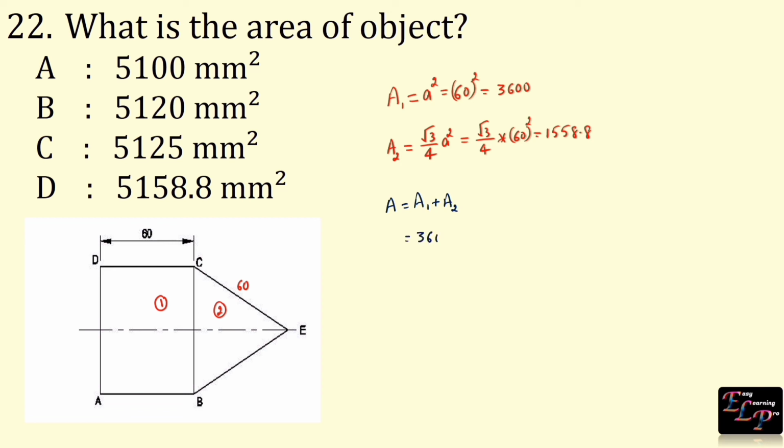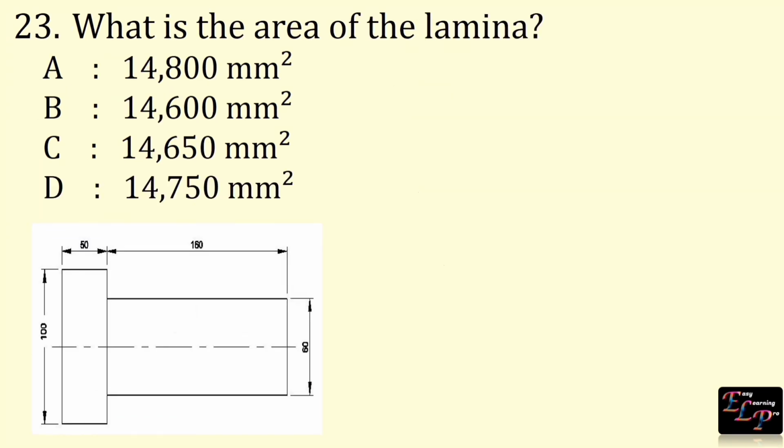Here the shapes are combined together, hence total area is equal to A1 plus A2. 3600 plus 1558.8 is 5158.8 mm square. Answer is option D, 5158.8 mm square.